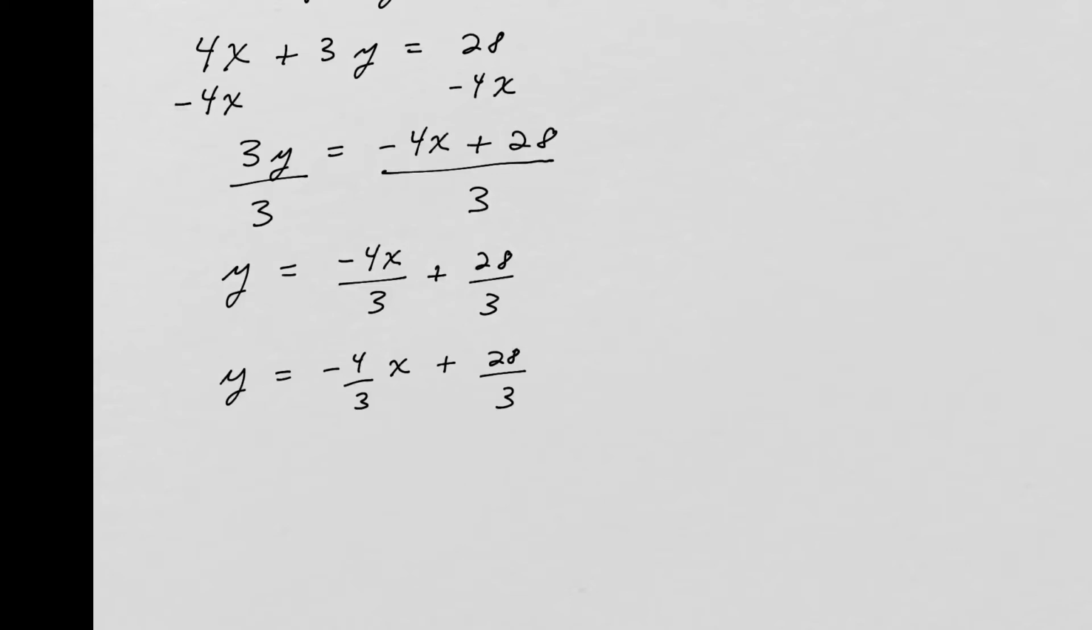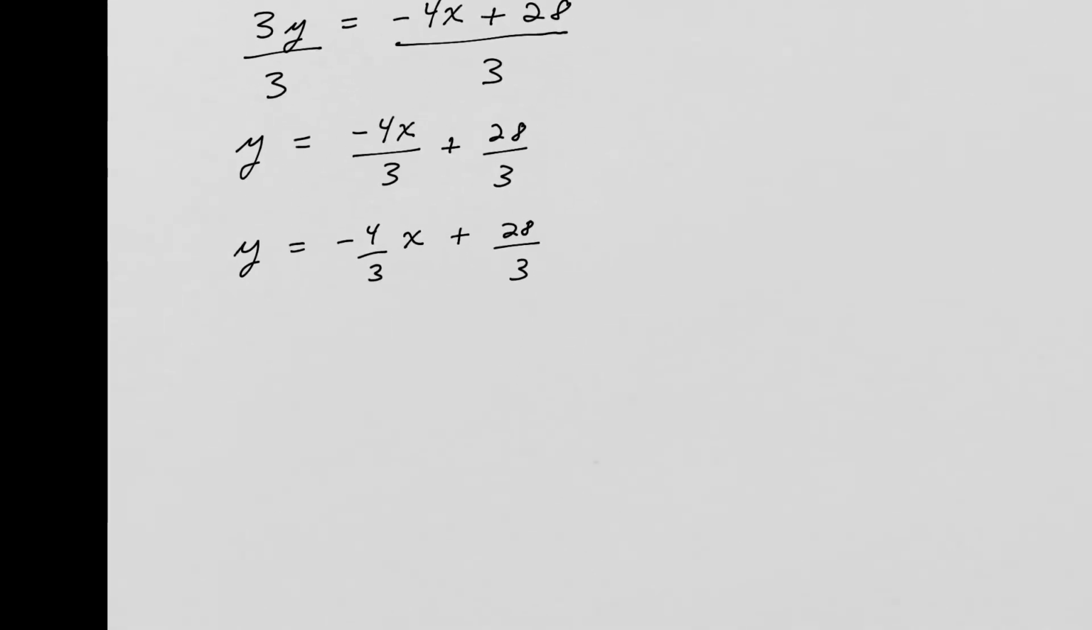Okay, why is this useful? Because now it's in the slope-intercept form, and we can easily pick out the slope and the y-intercept, right? So in this case, remember the slope-intercept form is y is equal to mx plus b. So the m is the coefficient of the x term, so that must be negative 4/3. And then the b, which is basically the y coordinate of the y-intercept, that's got to be the 28/3, right?